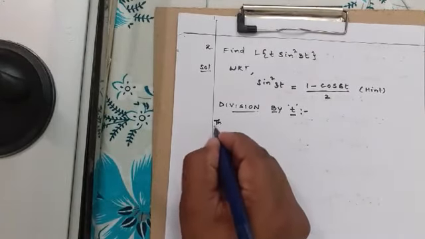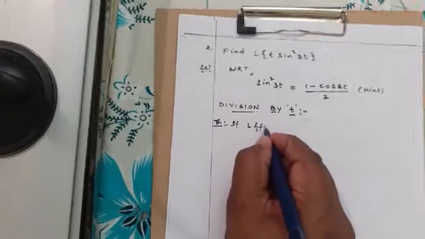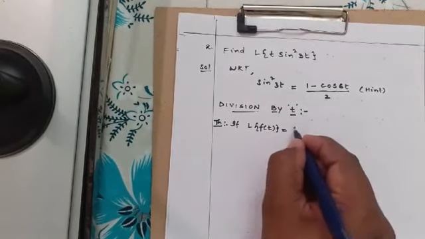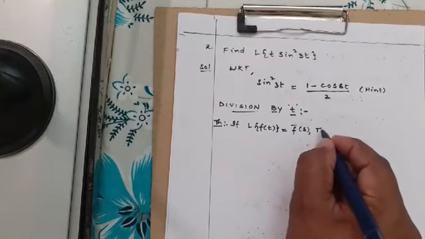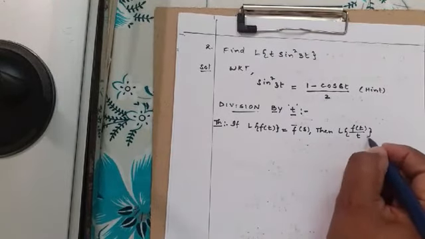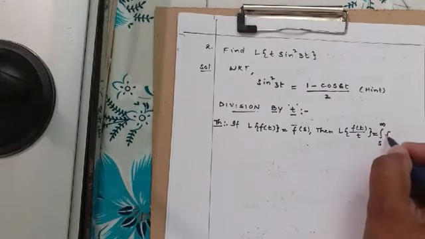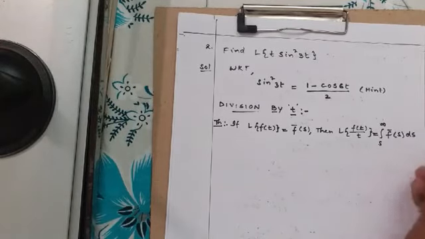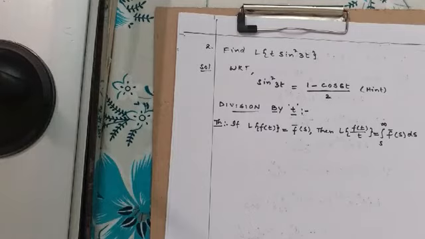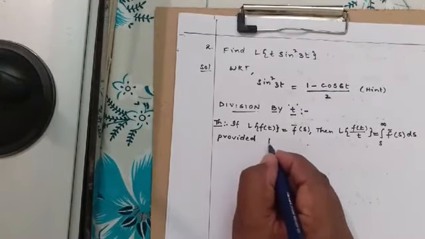So now the theorem statement is: if Laplace of f of t is equal to f bar s, then Laplace of f of t upon t is equal to the integral from s to infinity of f bar s ds, provided the integral exists.